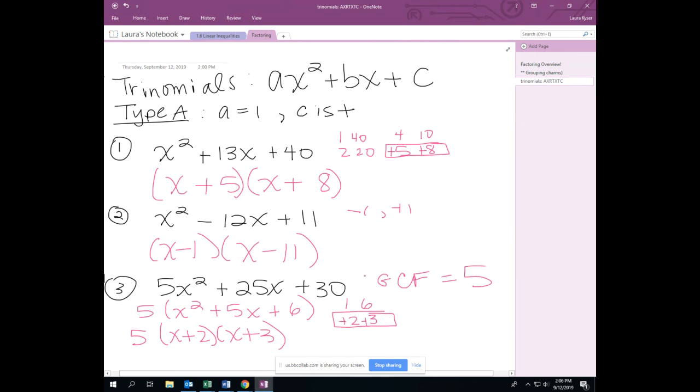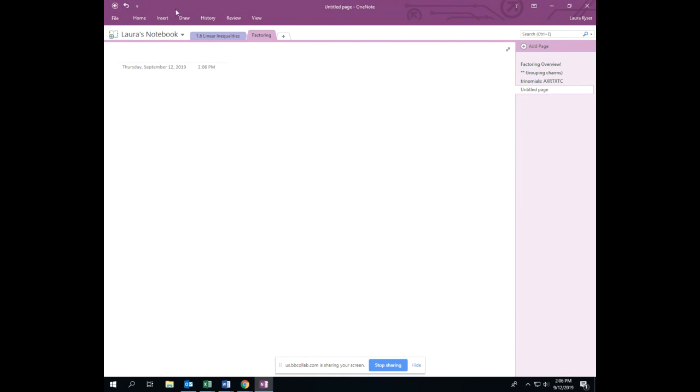So here's my type A trinomials. And again, type A's are going to have a leading coefficient of 1, or it would be able to be factored out. And then also, once you do that, you have to find factors of your last number that add to give you your middle number. All right, so that's type A. Let's look at type B. Type B trinomials look very similar to type A trinomials. There's just one key difference.